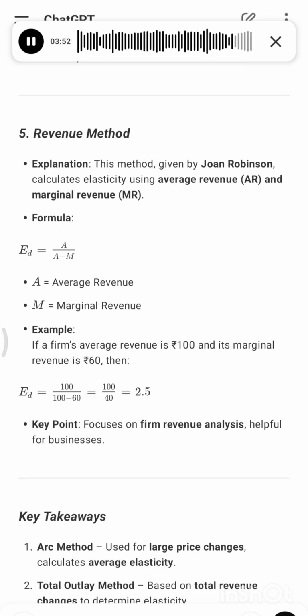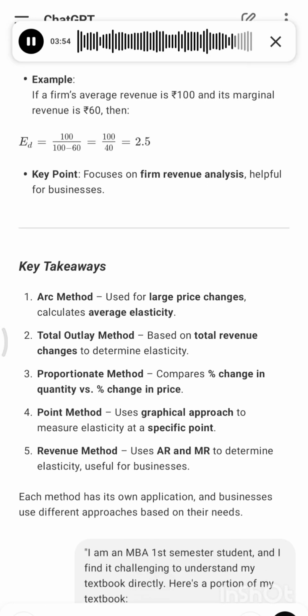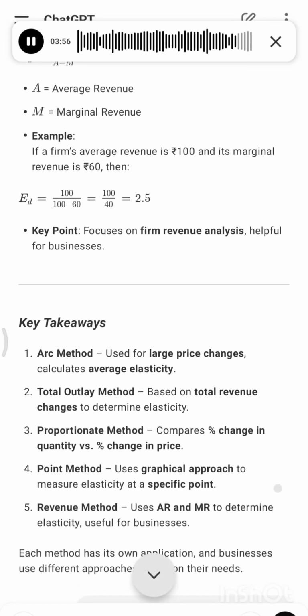1. ARC method, used for large price changes, calculates average elasticity. 2. Total outlay method, based on total revenue changes to determine elasticity. 3. Proportionate method, compares percent change in quantity versus percent change in price. 4. Point method uses graphical approach to measure elasticity at a specific point. 5. Revenue method uses AR and MR to determine elasticity, useful for businesses. Each method has its own application, and businesses use different approaches based on their needs.